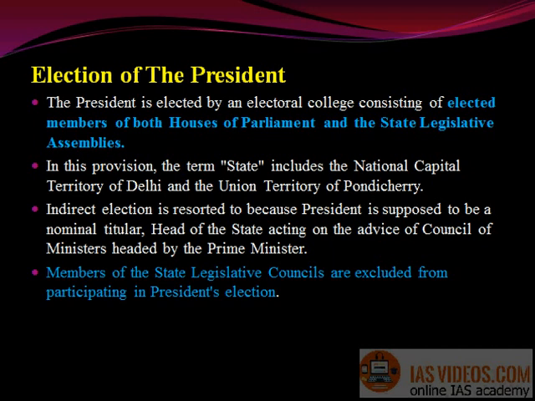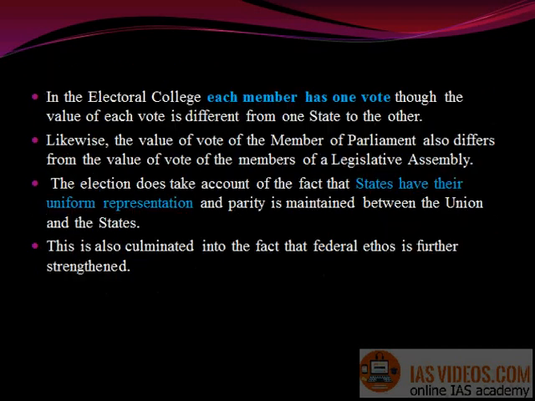Members of the state legislative councils are excluded from participating in the President's election. In the Electoral College, each member has one vote, though the value of each vote is different from one state to the other. Likewise, the value of the vote of the members of Parliament also differs from the value of the vote of the members of a legislative assembly. The election does take account of the fact that states have uniform representation and parity is maintained between the Union and the states. This also culminates in the federal ethos being further strengthened.